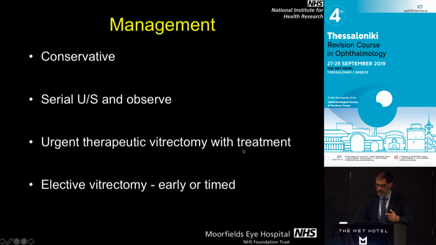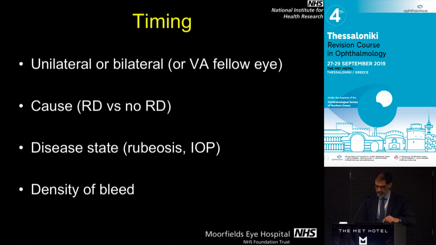Urgent therapeutic vitrectomy with treatment. If you know there's rubeosis, the patient's a diabetic, the other eye's got proliferation, you would go in early to treat this following anti-VEGF injections. If there's a retinal detachment, you'd go in and treat early as well. An elective vitrectomy when the patient is either disabled or you think this is a posterior vitreous detachment. You haven't seen a tear on ultrasound, but you suspect that the most likely cause of the hemorrhage is a tear. Timing partly depends on whether it's unilateral or bilateral.